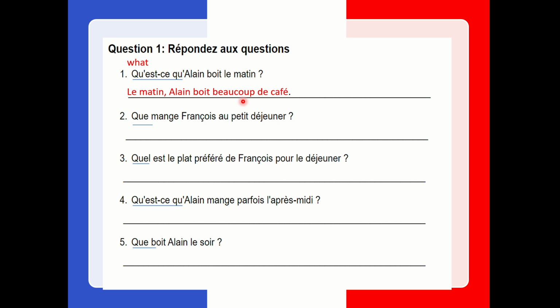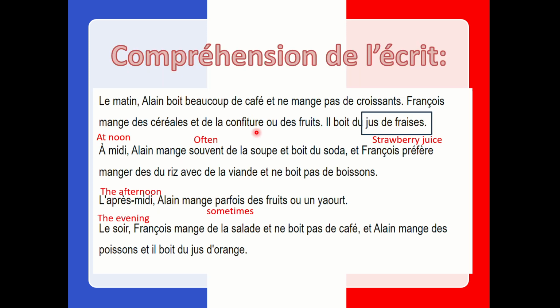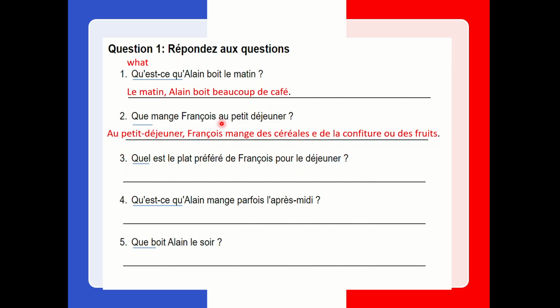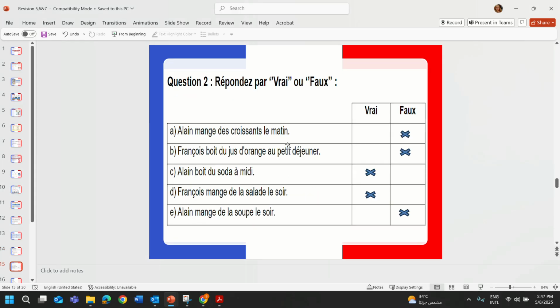Que mange François au petit déjeuner? Again, I will go back to the text. Where is François? Très bien. And I will find the answer. Okay? Donc, au petit déjeuner, François mange des céréales et de la confiture ou des fruits. And here I have a missing I.